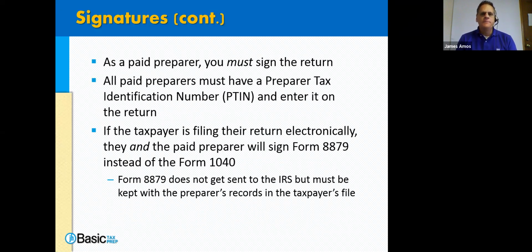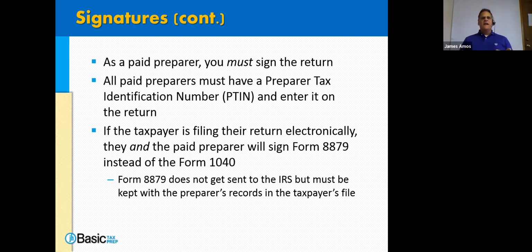Now, you as a paid preparer, you must sign the return as well, and that's right below their signatures. And to do a tax return, you have to have what's called a preparer tax identification number, a PTIN number. You can actually get these for free. You have to apply for it through irs.gov through the professional tax pros section, but it's easy enough, and we can help you with that when the time comes for those that don't already have one.